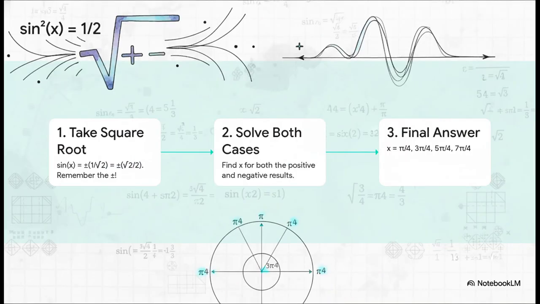Sine squared of x equals 1/2. Your gut instinct is probably to take the square root of both sides. And you'd be right. But, and I cannot stress this enough, you have got to remember the plus or minus.